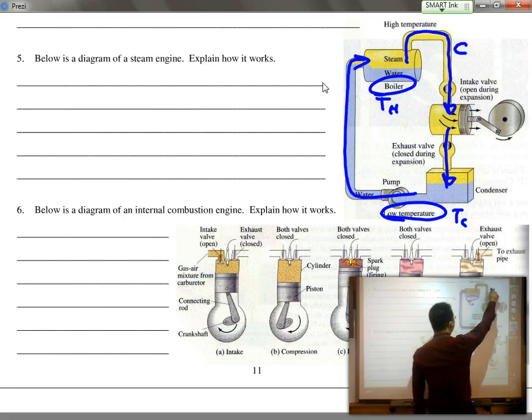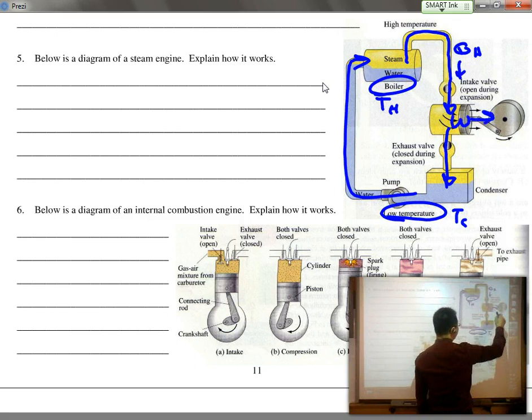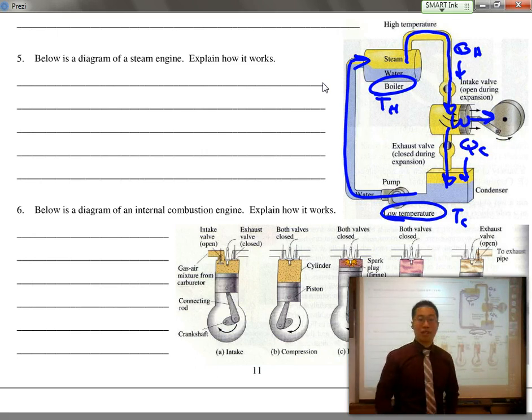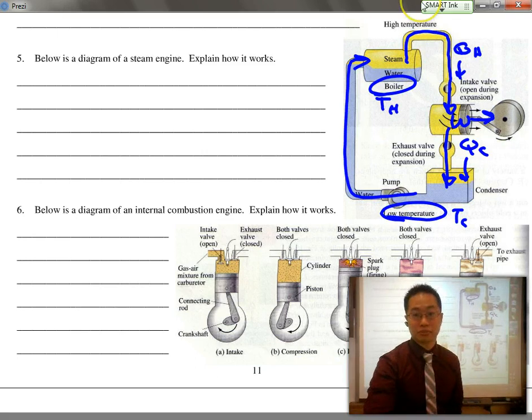So we have our QH over here as it flows down. Our work is being generated, and we have a QC, that's the energy that's left over going into the cold. Okay, so this is just a basic representation of what a heat engine does.